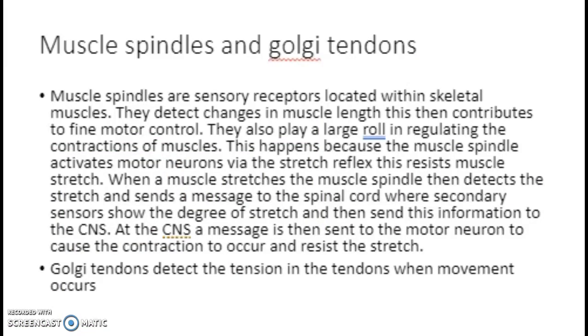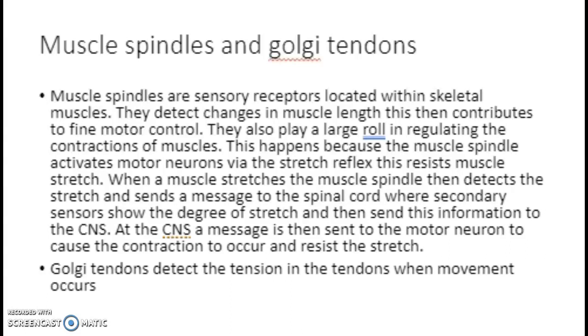Muscle spindles and Golgi tendons. Muscle spindles are sensory receptors located within the skeletal muscles. They detect changes in muscle length. This then contributes to fine motor control. They also play a large role in regulating the contraction of muscles. This happens because the muscle spindles activate the motor neurons via the stretch reflex.